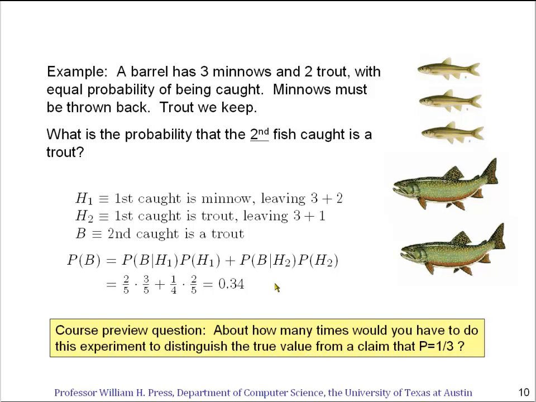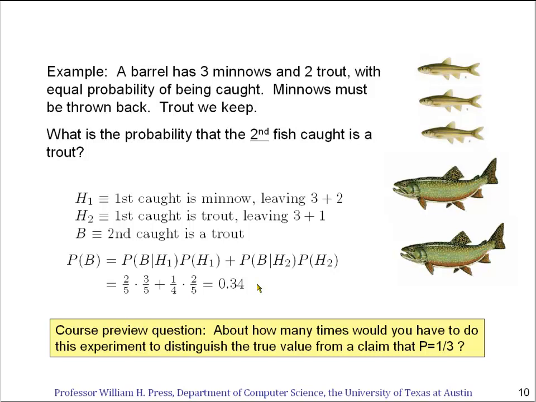Now, just to give you a preview of the kind of question that by the end of this course you're going to be able to answer, I hope easily. Suppose somebody comes along and says, well, maybe the assumptions were wrong, but I have a barrel just like that, and when I do this experiment, I catch a trout the second time exactly 1/3 of the time. 1/3 seems very close to the answer that we got, 0.34. By the way, if you work this out, it's exactly 0.34.